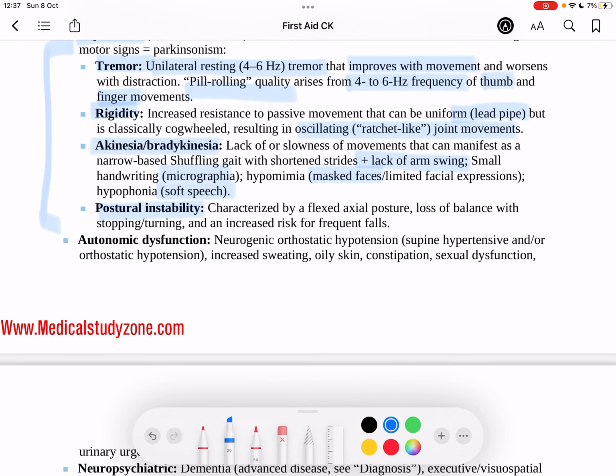This is characterized by flexed axial posture. So naturally, if you look at the posture of somebody with Parkinson's, they usually have this almost slight kyphosing of the spine, this flexed axial posture. And of course, because these patients often have orthostasis as well, this creates an easy risk of falling, okay? So always look out for that. It's a combination of the posture and the orthostasis.